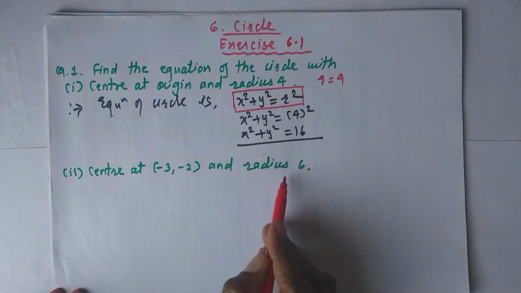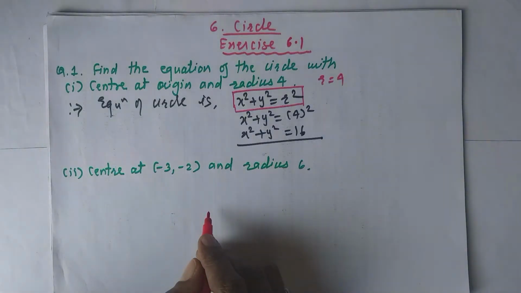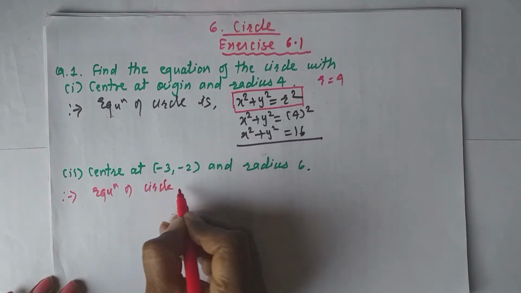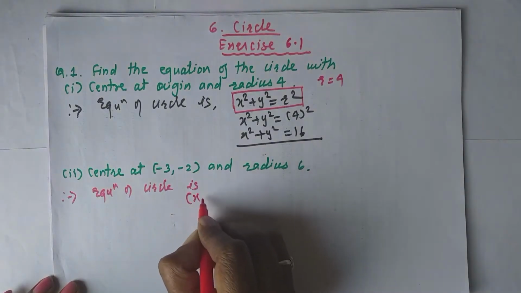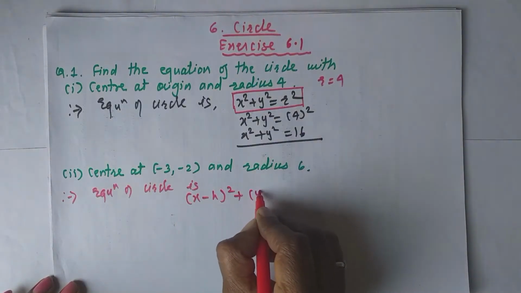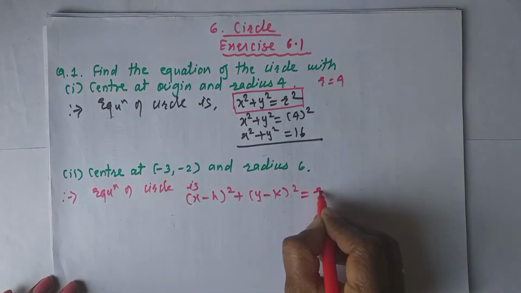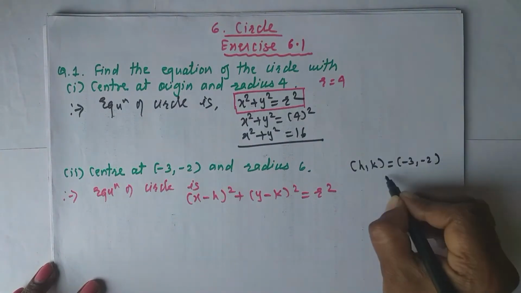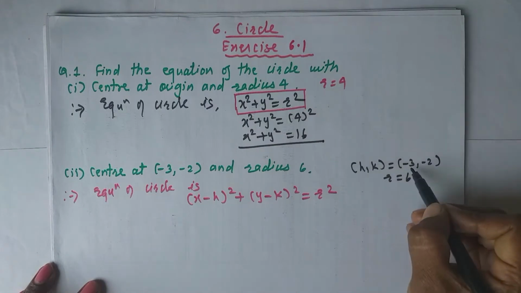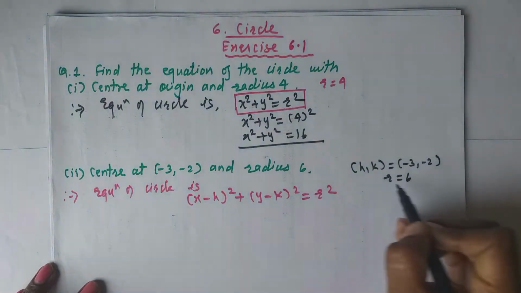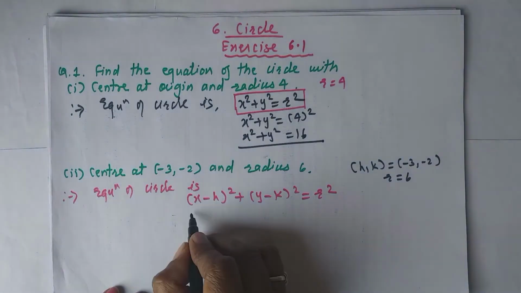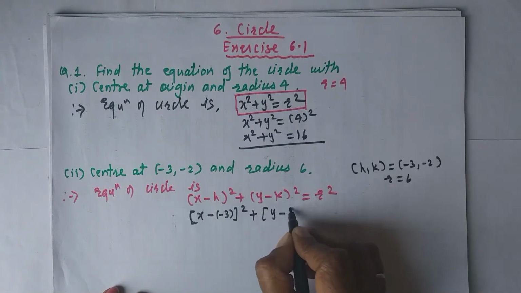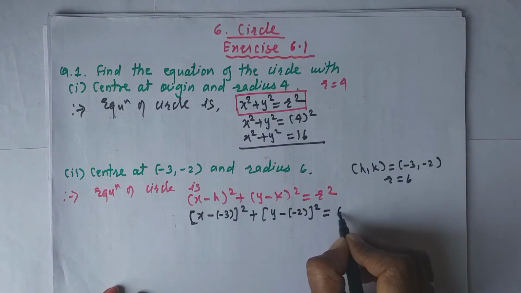Here the center is given and the radius is given, which means we have to find the equation of the circle in center-radius form. Write down the formula. What is the formula for center-radius form? (x - h)² + (y - k)² = r². Here the center is (-3, -2) and the radius is 6. So h is -3, k is -2 and r is 6. Keep these values in the formula. Then I will get (x - (-3))² + (y - (-2))² = 6².